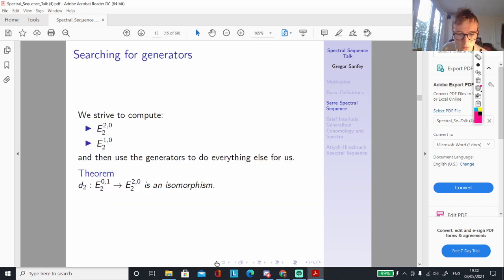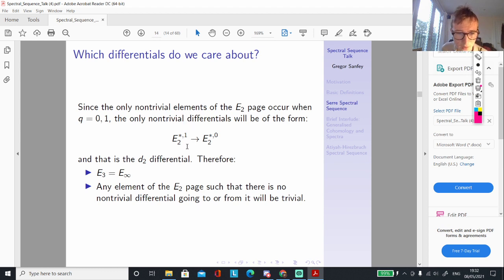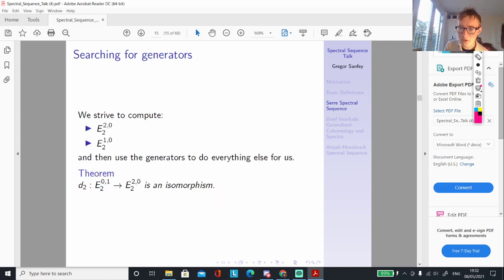What else can we find out? Yeah, so this is what we said here. So any element of the E2 page. Okay, no, this is just a confusing statement. You'll see what I mean by this though in a second. So what we want to compute is E2,0 and E1,0, and hopefully we can get some generators for these groups, and then hopefully we can use the generators to get the higher ones on this page. So just as a recap, this is equal to the second cohomology of CP infinity, and this is equal to the first cohomology of CP infinity. So this is what we're going to start off with.